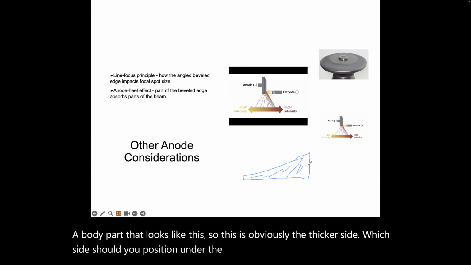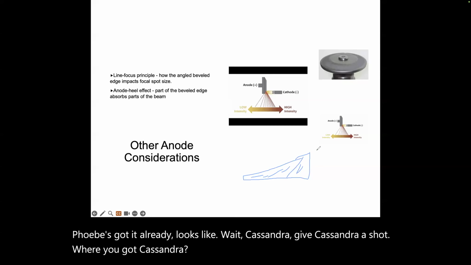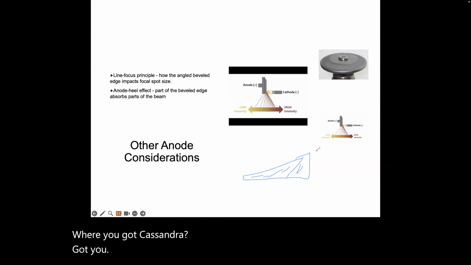Chris, don't answer. Phoebe's got it already, it looks like. Wait, give Cassandra a shot. What you got, Cassandra? You should place it more towards the heel, because it's thicker, and since at the cathode there's high intensity, it'll allow for even distribution of the X-ray exposure.